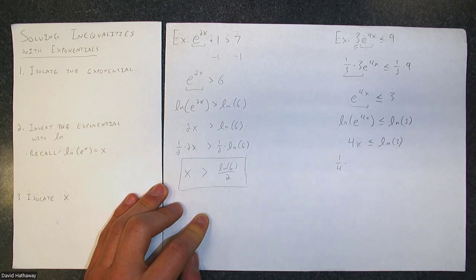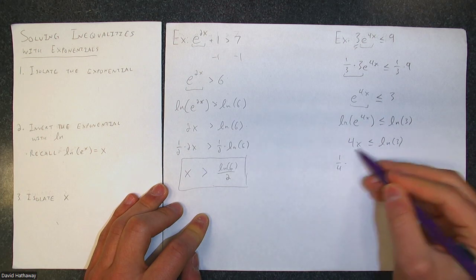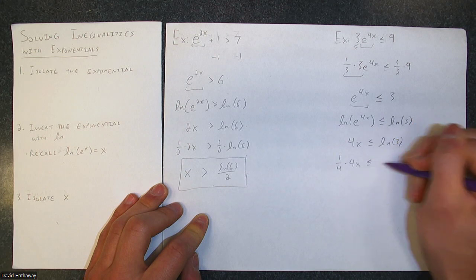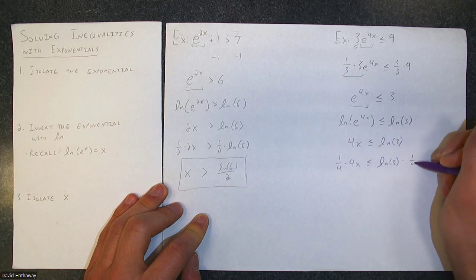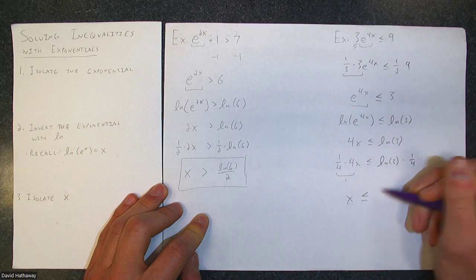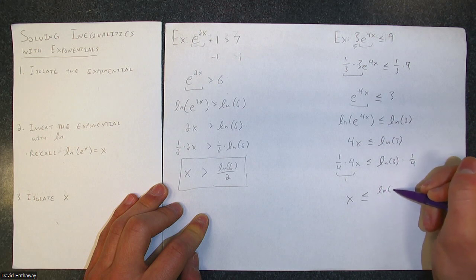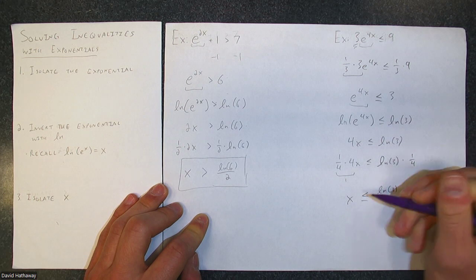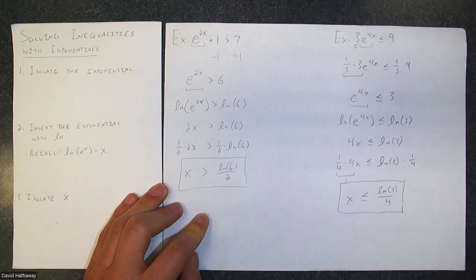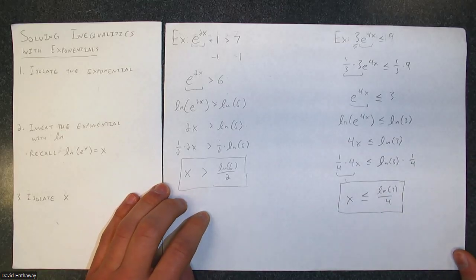Our next step is to multiply by 1 over 4 to get this x by itself on the left. That turns into 1, and we end up with x is less than or equal to ln of 3 over 4. And this is our final solution. x is less than or equal to ln of 3 over 4.